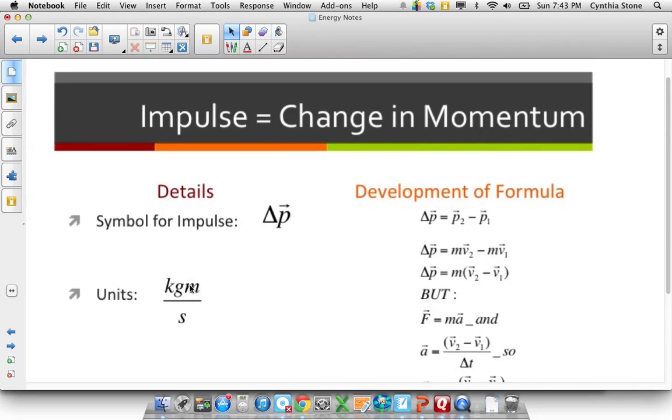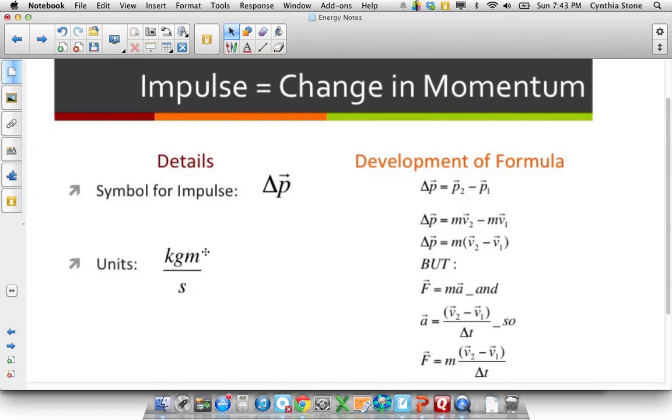Okay, then there's something called impulse. An impulse is equal to change in momentum. And you might remember that change in from, I think grade 9 math, change in y over change in x for slope. Well, that's what this is, change in. Okay, so the formula for change in momentum is obviously second momentum minus first, maybe not obviously, but that's what it is.